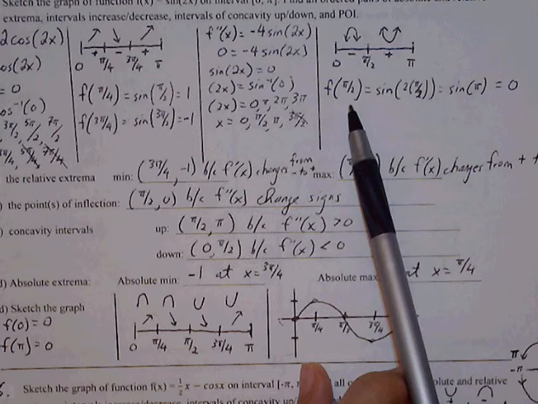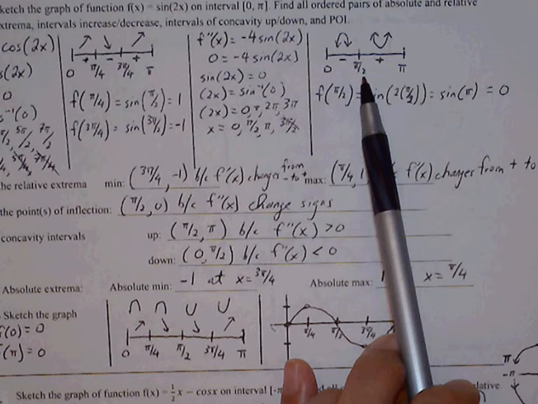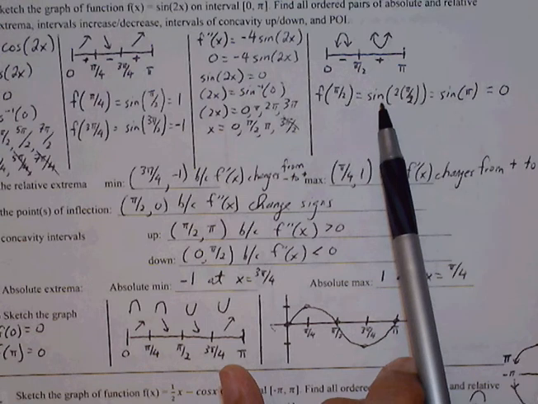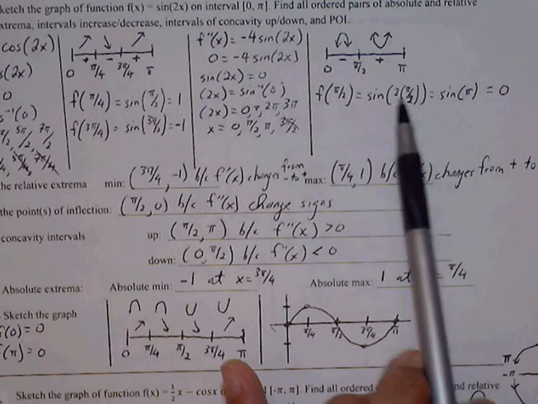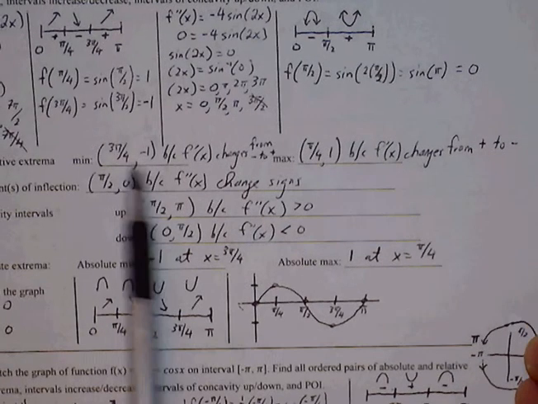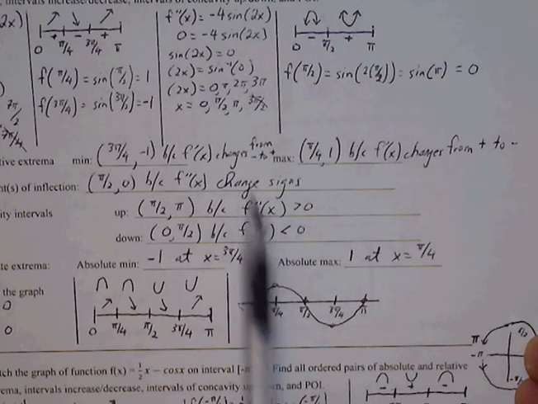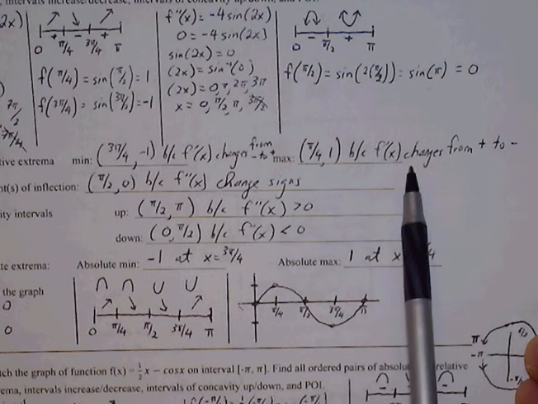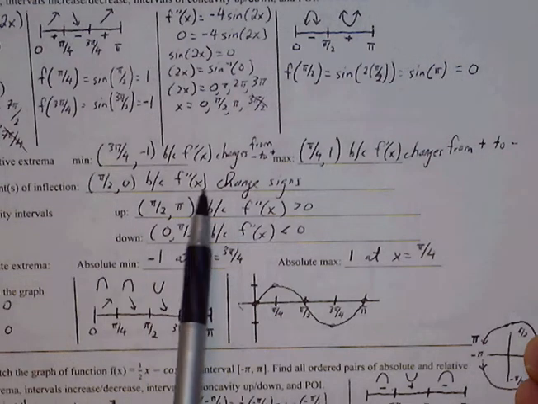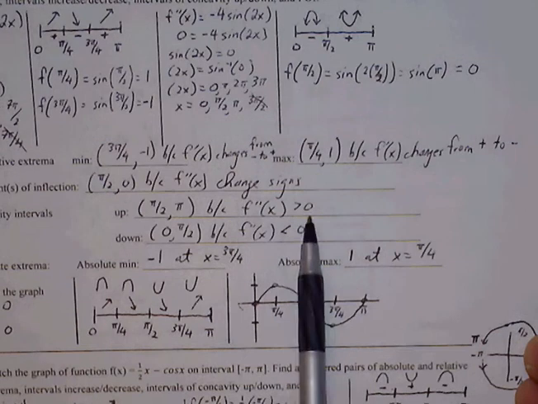Okay. And then pi over 2 back into the original function, because I know that this is going to be a point of inflection. There's a change in concavity, so plug pi over 2 back into the original function. Sine of 2 times pi over 2 gives me pi, so sine of pi is simply 0. Okay. Relative minimum, we found the ordered pair, the reason being f prime changes from negative to positive. Relative max at pi over 4 and 1, because f prime changes from positive to negative. Point of inflection, we know because f double prime changes signs.